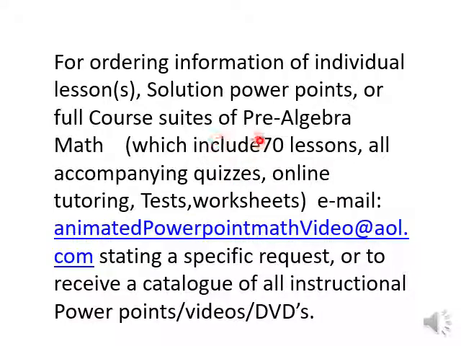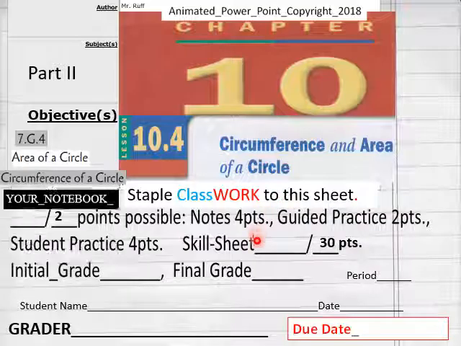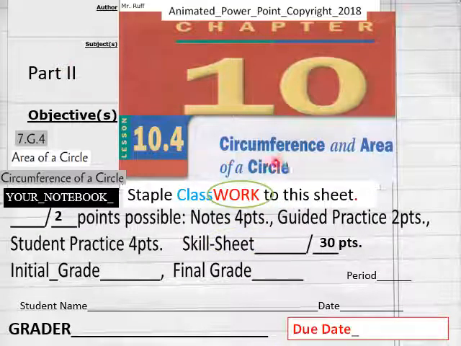Hello everybody, getting ready to do lesson 10.4 part 2 classwork for pre-algebra math today. And for part 2 of 10.4, circumference and area of a circle classwork, you have 2 points in your notebook and then 30 points on your classwork sheet. Name, date, period, students, due date from online, homeschool.